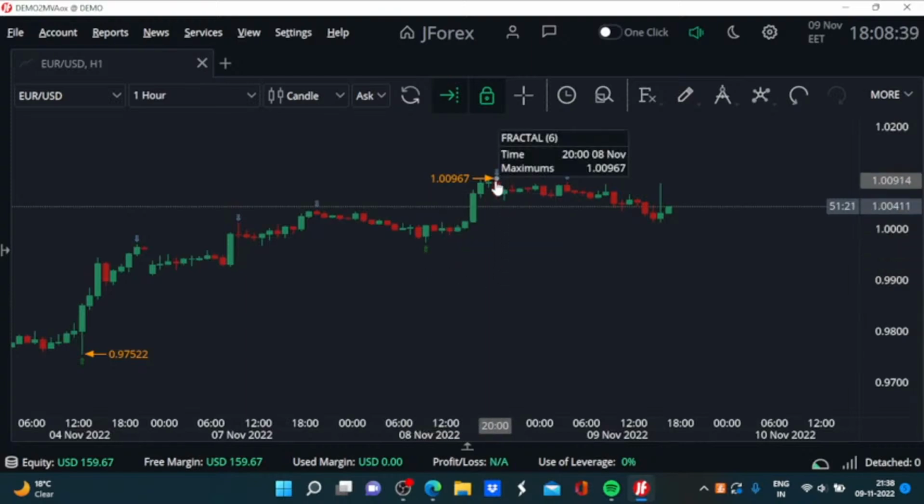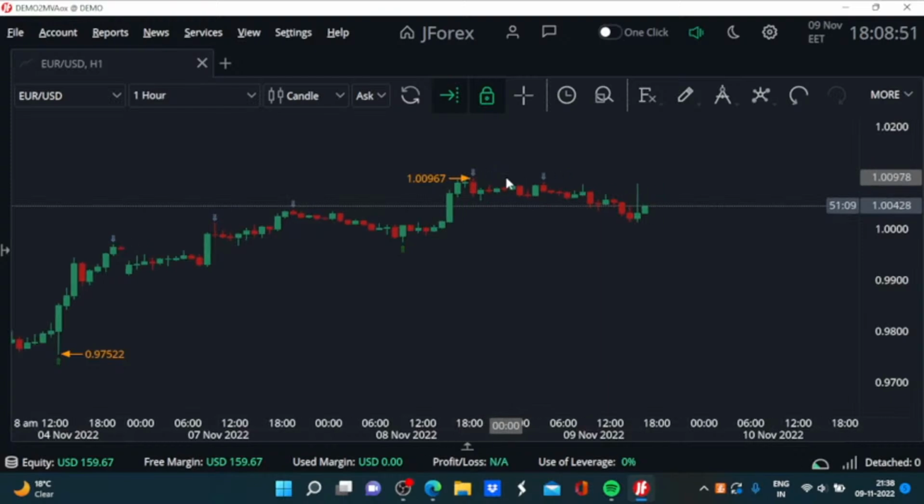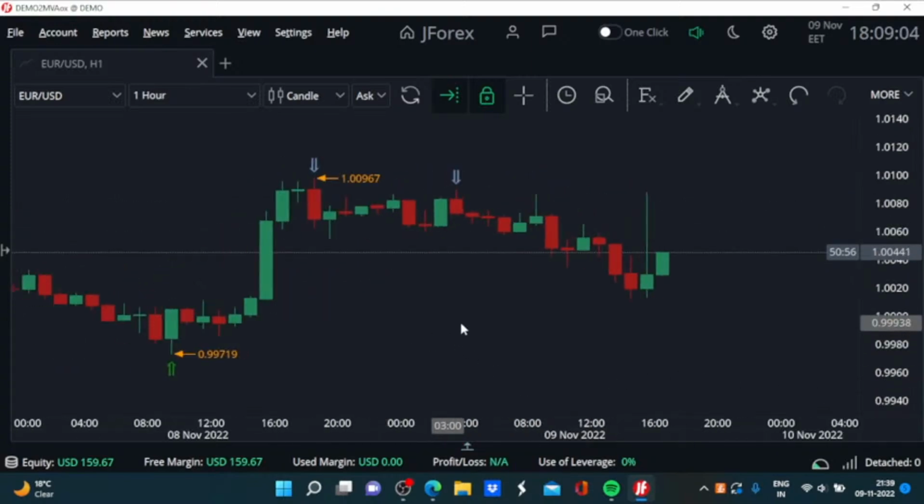For bearish, we need 6 highs which are lower than this candle's high on both sides. That's where we get the confirmation of a bearish fractal. So the data is pretty easy to read into. We can make sense of these indicators simply by looking at the pricing data. So it's much easier to understand and equally easy to implement on the chart.